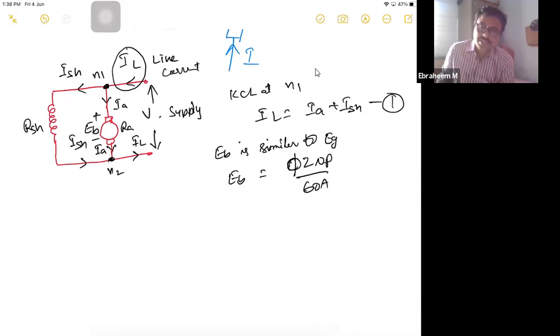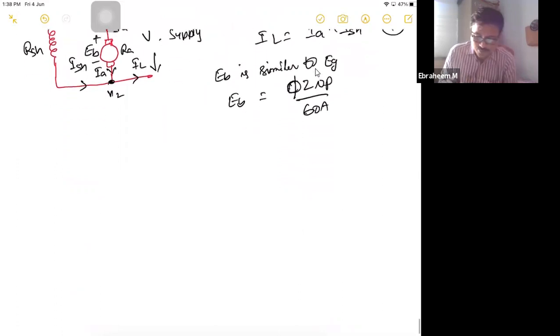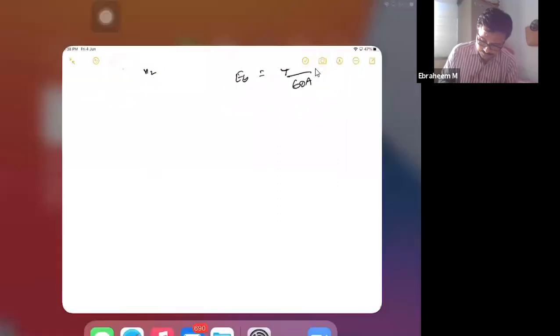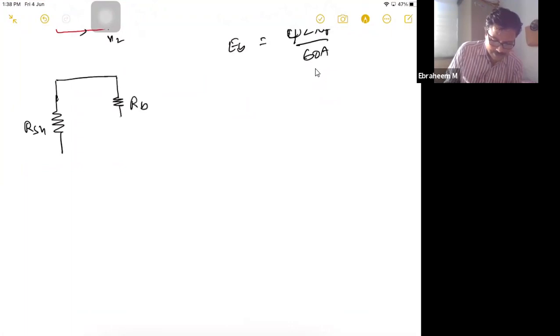So you will have EB, the EMF induced in the armature, and its armature resistance in action, and as usual the shunt field resistance, right? Now I will draw the simplified diagram to obtain the voltage equation. So field winding resistance RSH, brush resistance RB, armature resistance RA, back EMF EB.